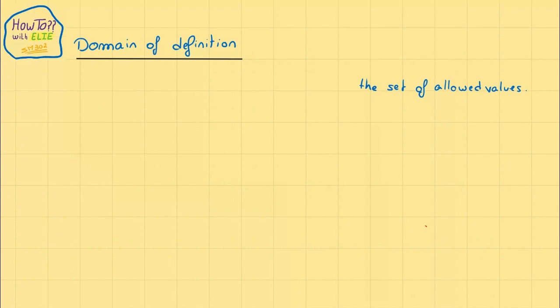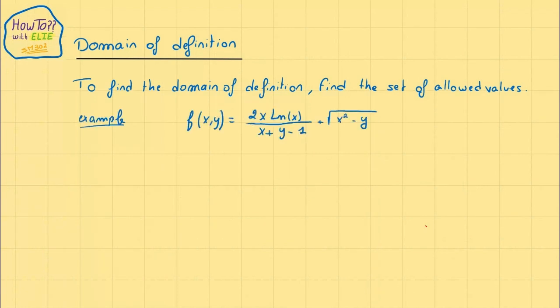If your function is a function of three variables, then the set of allowed values is a set of values that belongs to R3. Now, how to find the domain of definition? To find the domain of definition, we should find the set of these allowed values. Let's take an example. So if we take a function f of xy that is equal to 2x ln of x over x plus y minus 1 plus square root of x2 minus y.